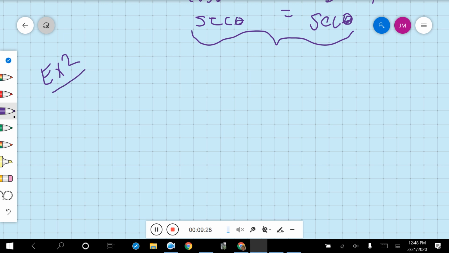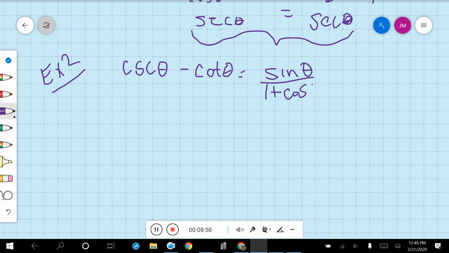I'm just going to give you 3 examples that show little tricks that I'm trying to get you to see. The more you do these, the more you'll see patterns, and you'll be able to repeat these tricks in other identities. So: cosecant theta minus cotangent theta equals sine theta over 1 plus cosine theta.